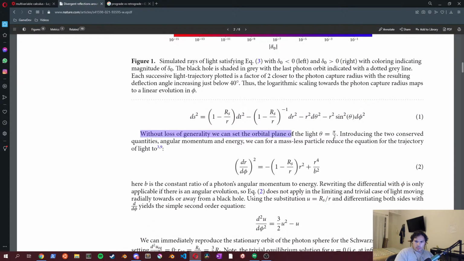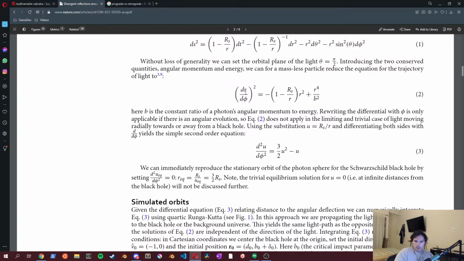Without loss of generality, we can set the orbital plane of light to theta equals pi over 2. Introducing two conserved quantities, angular momentum and energy, we can, for a massless particle, reduce the equation for the trajectory of light to (dr/d phi) squared equals minus 1 over r, times (r squared minus r_s r) plus r to the fourth over b squared, where b is a ratio of the photon's angular momentum to energy.